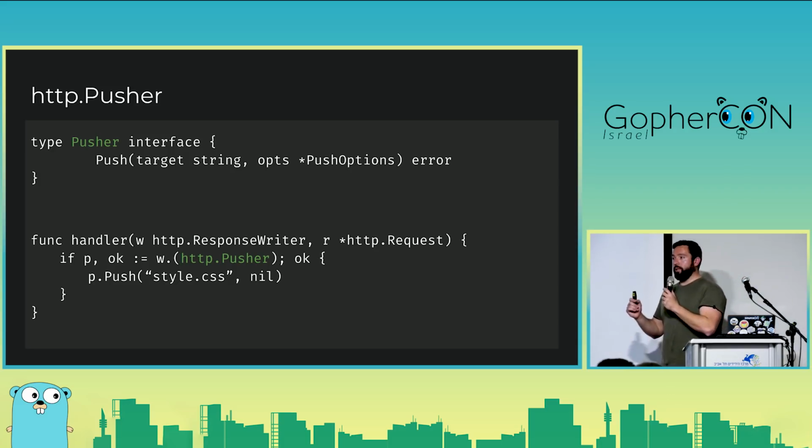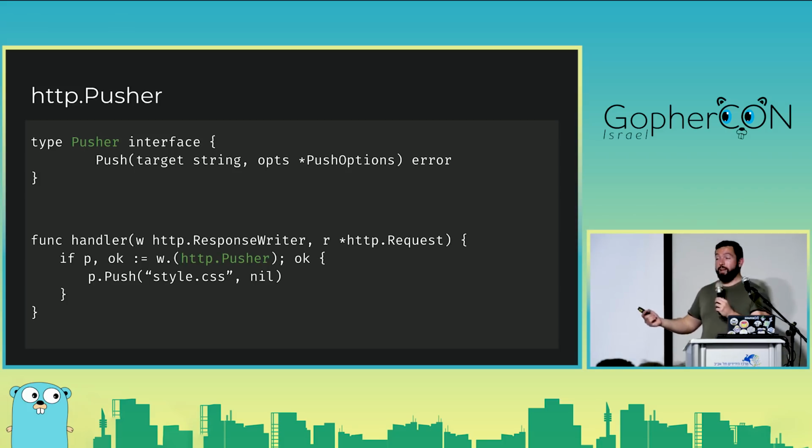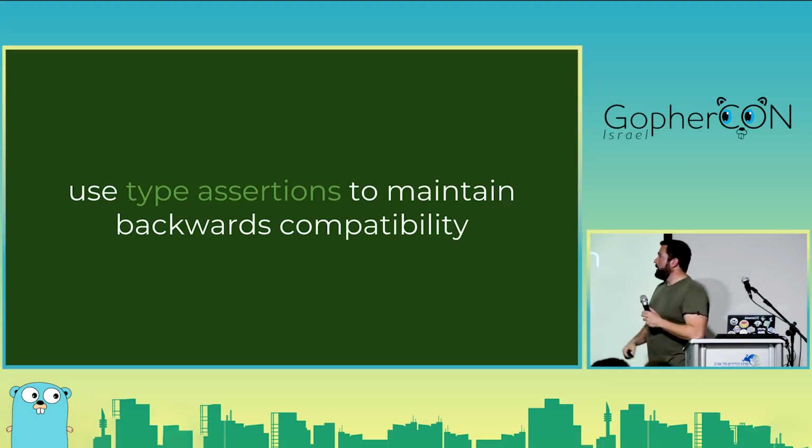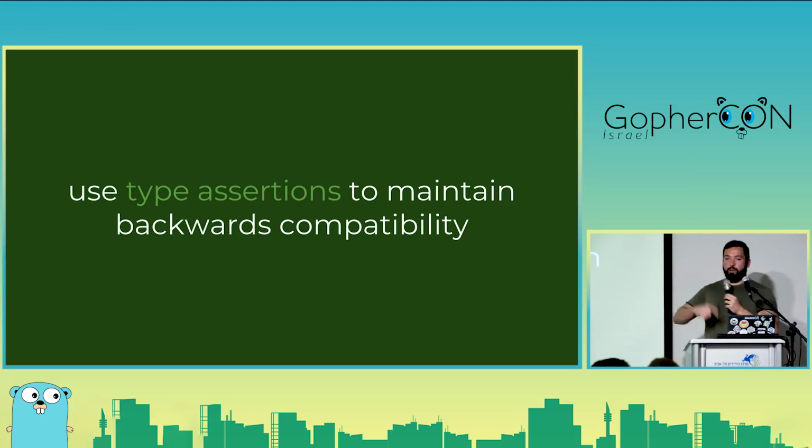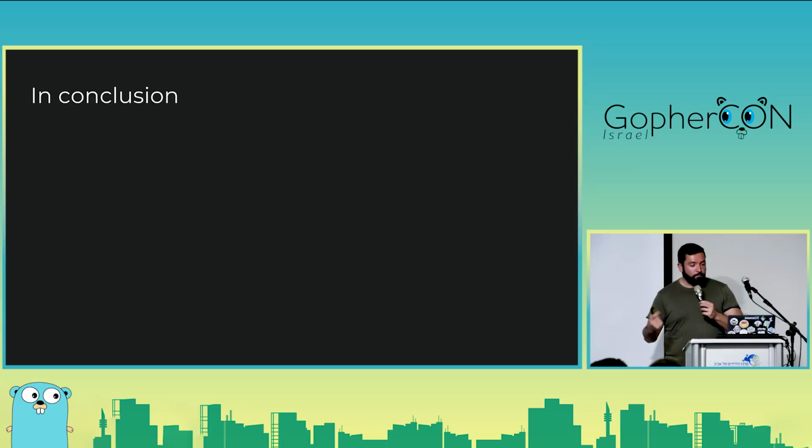So it's a little bit complicated, and I do not recommend doing this all of the time. But if you have a community of millions of developers that depend on you, and the other option is breaking their code, this is good. So yeah, use type assertions to maintain backwards compatibility if you maintain Go.